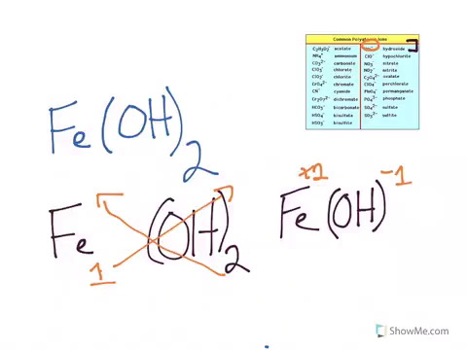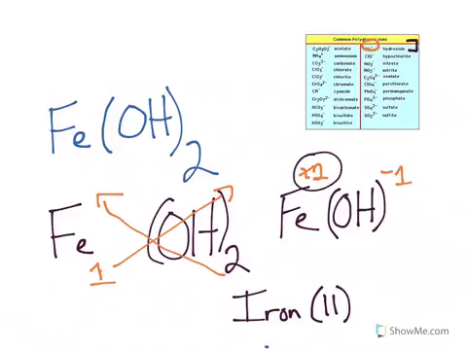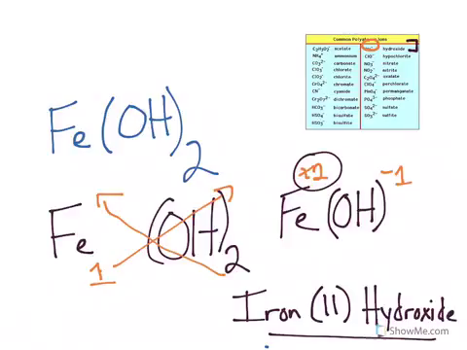From here, all we're going to do is write out the name. So we write out my metal. Now remember, because it is a transition metal, guys, you have to remember to put the Roman numeral 2, because that is what my charge is up there. I got iron 2 hydroxide. Iron 2 hydroxide.